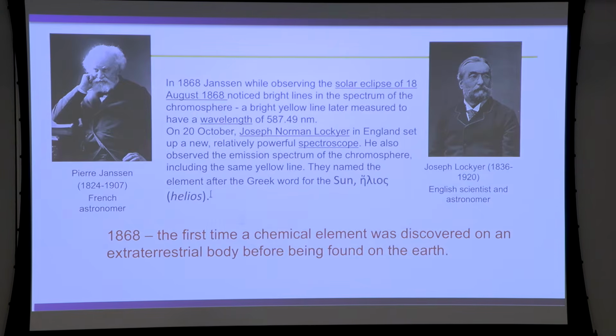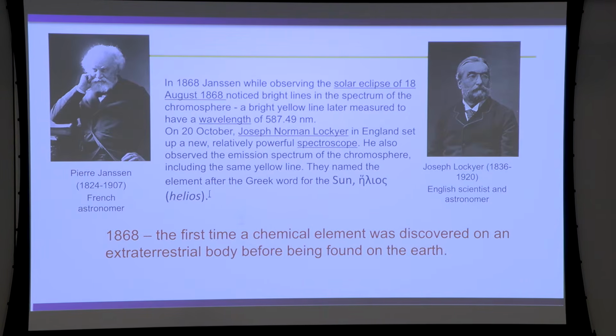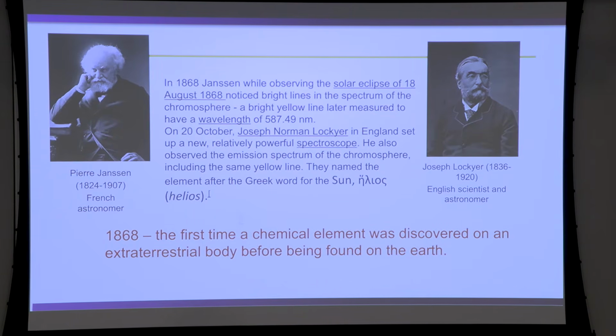And just to give you some acknowledgement, I thought there was a fun fact here. In 1868 there was a solar eclipse, and this is Janssen, a French astronomer, and he noticed there were bright lines in the spectrum of the chromosphere, bright yellow lines, at a wavelength of 587 nanometers. And in October of the same year, Joseph Lockyer, in England, same thing, he set up a powerful spectroscope basically, and observed the emission spectrum.